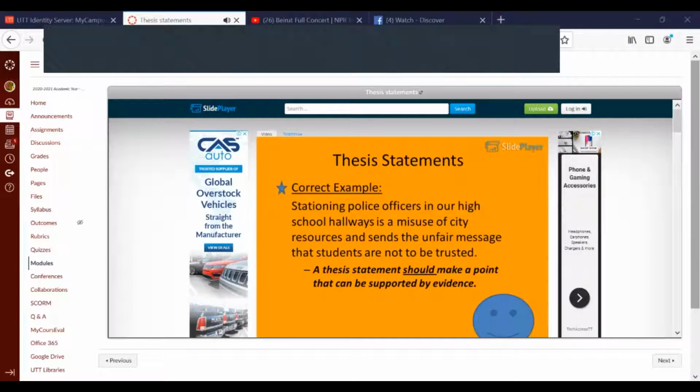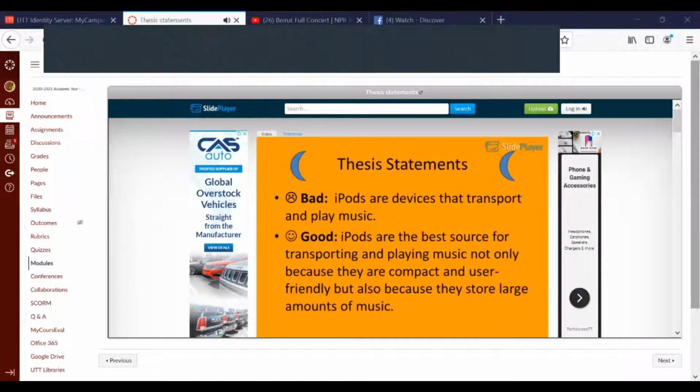Thesis statements, correct example. Stationing police officers in our high school hallways is a misuse of city resources and sends the unfair message that students are not to be trusted. A thesis statement should make a point that can be supported by evidence. Thesis statements. Bad: iPods are devices that transport and play music. Good: iPods are the best source for transporting and playing music, not only because they are compact and user-friendly, but also because they store large amounts of music.